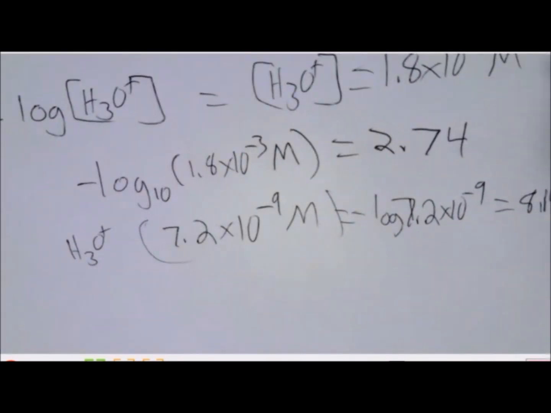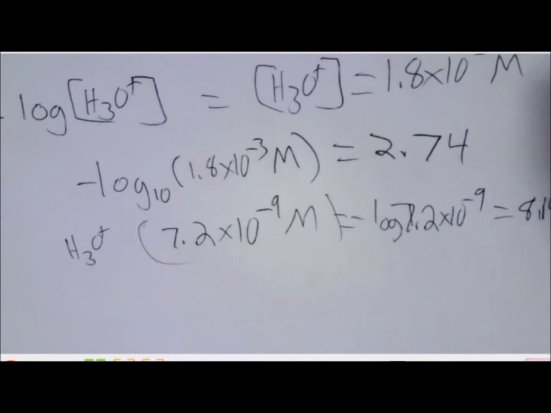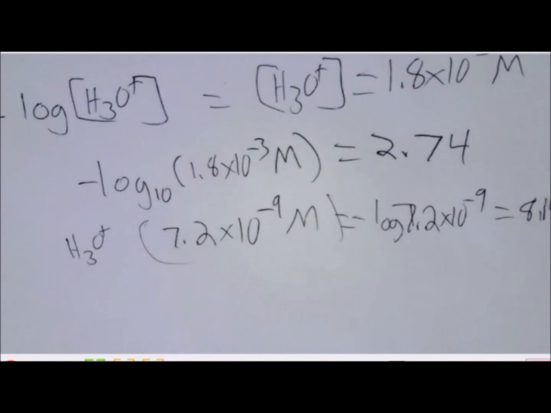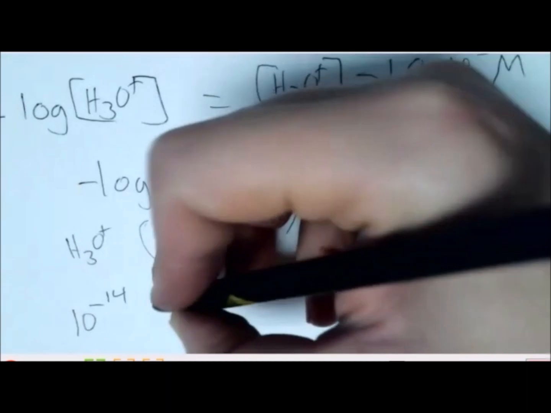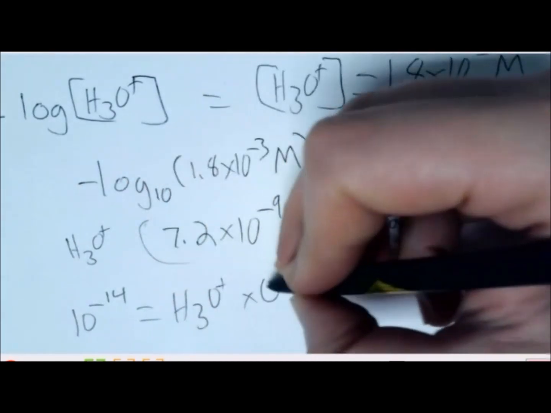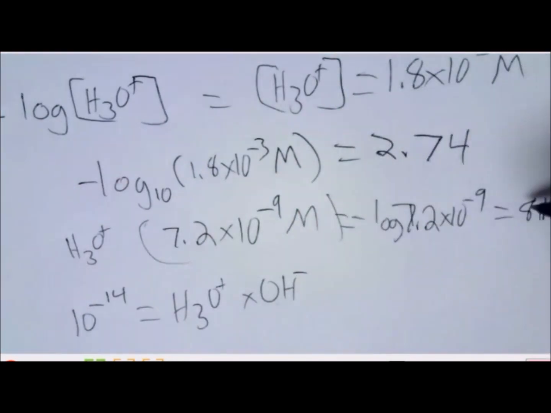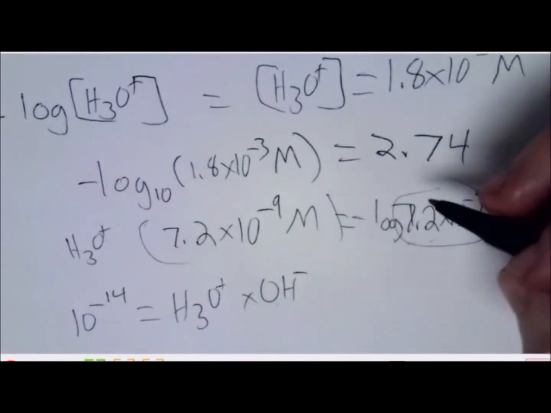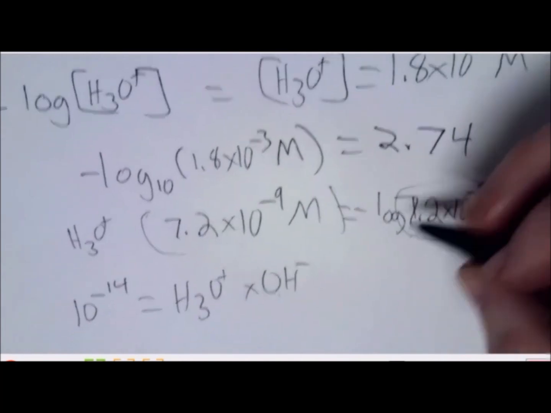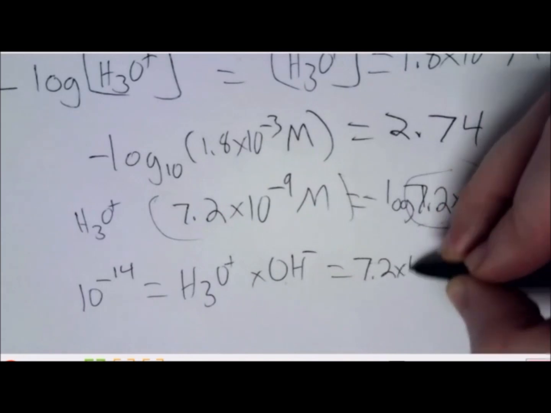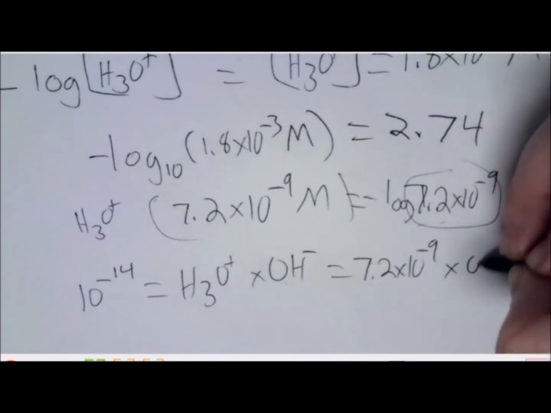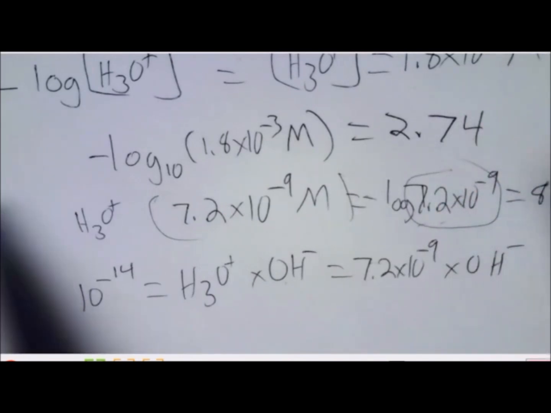8.14. So that would be how you would calculate the concentration, the pH, measure the acidity. And all that's because we have that 10 to the negative 14th equals hydronium times hydroxide. So if hypothetically this was the concentration of hydronium, what would be the concentration of hydroxide in that situation? So 10 to the negative 14th equals 7.2 times 10 to the negative 9th times our OH minus concentration.